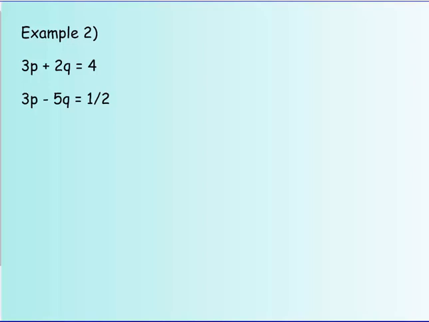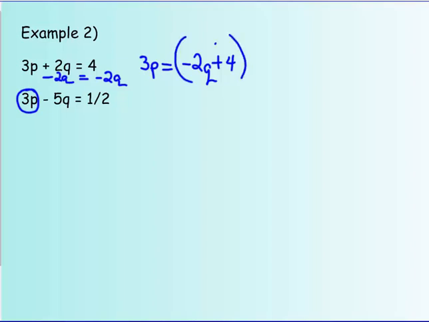I've got to solve one of these for p or q. If I subtract 2 q's here, I get 3p's equals negative 2 q's plus 4. I'm not going to solve this just for a p because I have a 3p right here. So I can put this expression, negative 2q plus 4, into this equation for 3p's, because that's what 3p's also represents, negative 2q's plus 4.